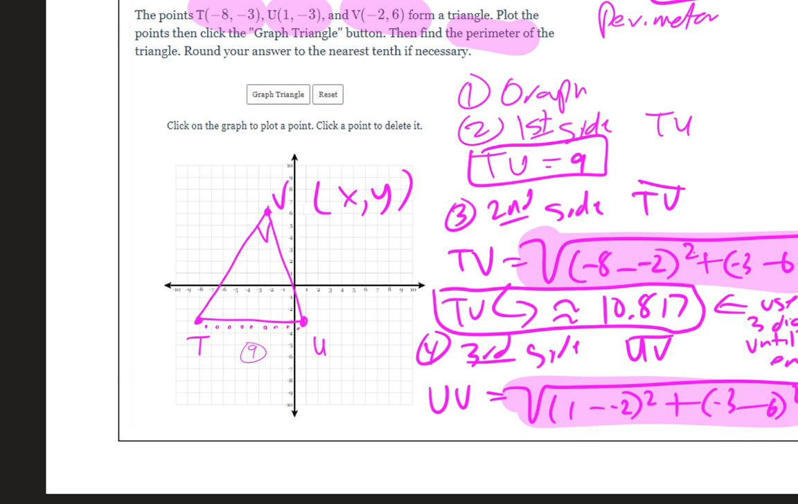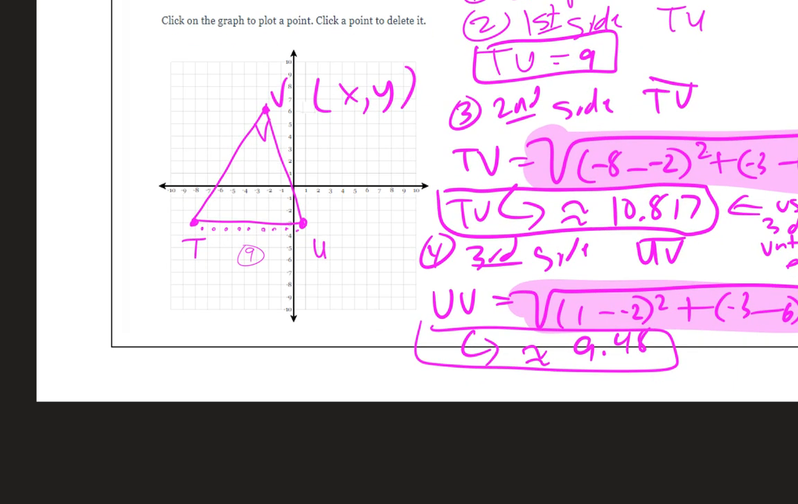Including that double negative. If we did that, our approximate value is 9.48. Okay, so now that we have our 3 sides, we got our 3 sides. Let's do our last step.